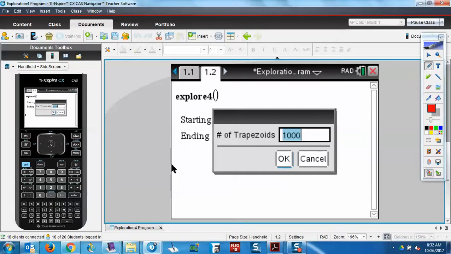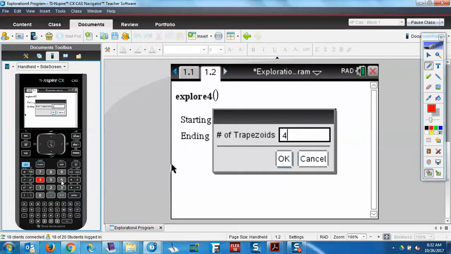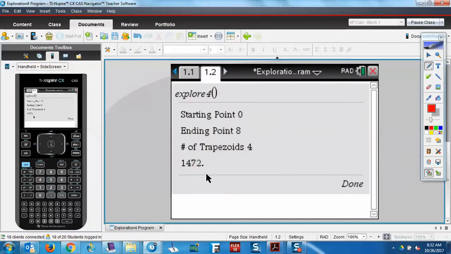And I don't want to do 1,000 yet. Let's do 4 so we can check our work from before. So we hit OK. Okay, and there we go, 1472. That's what we have. Nice.